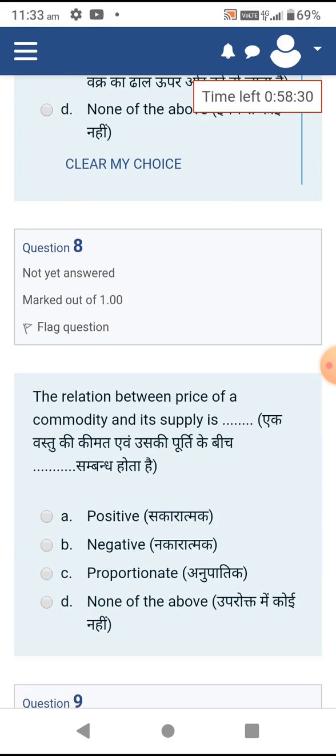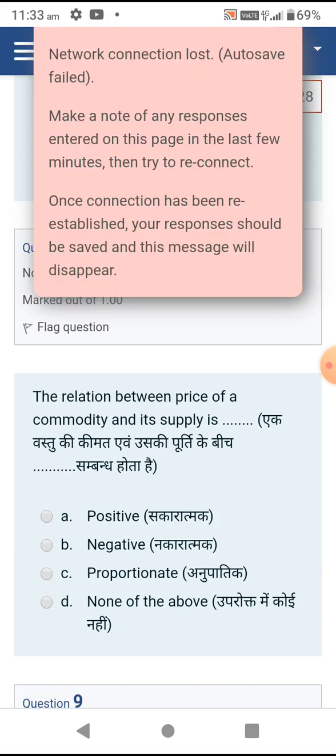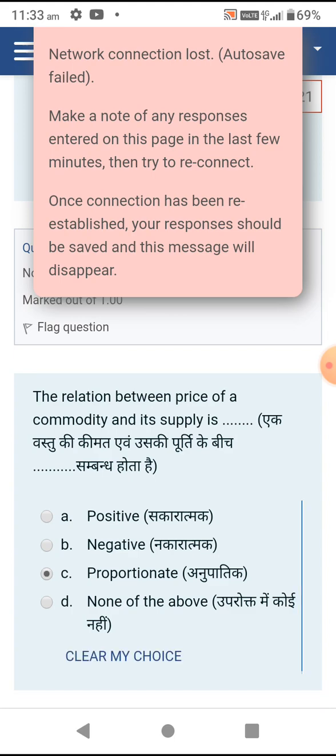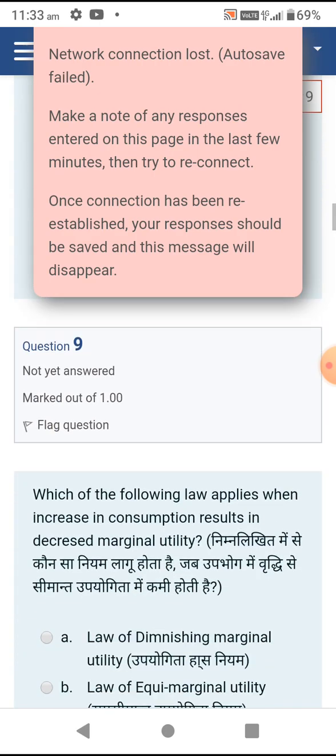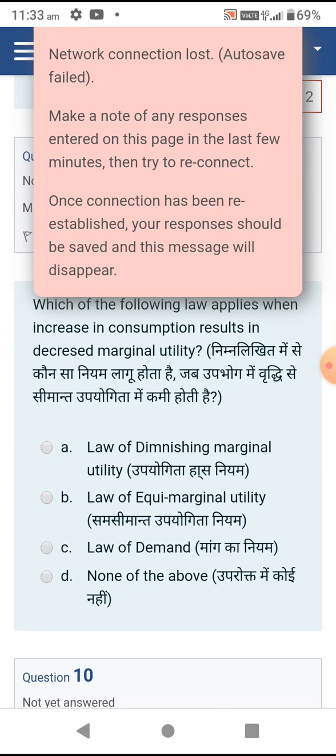The relation between price of a commodity and its supply is positive, negative, proportionate, none of the above. Which of the following law applies when increase in consumption results in decreased marginal utility? Law of diminishing marginal utility, law of marginal utility, law of demand, none of the above.